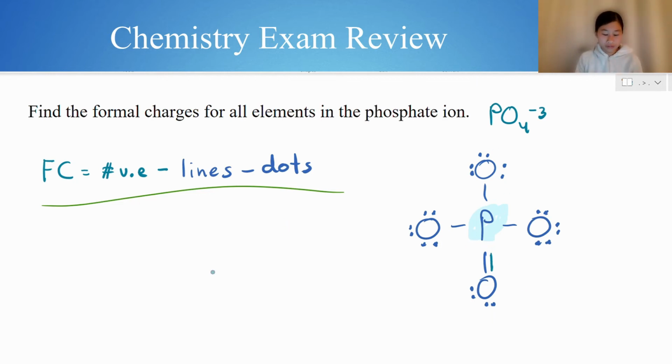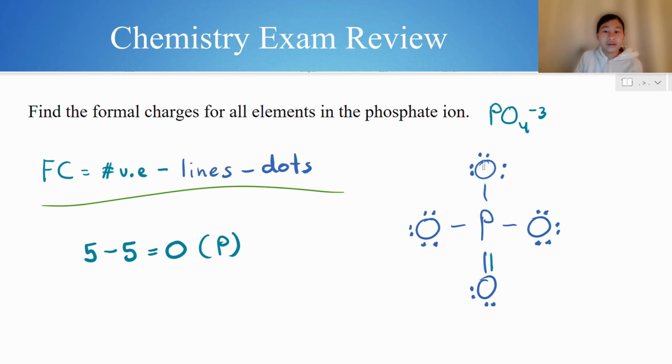Now for phosphorus, phosphorus has 5 valence electrons. So we will subtract the number of lines around it. Well, it has, let's see, 1 line here, 2 lines here, 3, 4, and 5. So we're counting the number of bonds around it. So 5 minus 5 equals 0. So phosphorus has a 0 formal charge, which is excellent. That's what we want. We want our elements to have 0 formal charges, or as close to 0 as possible.